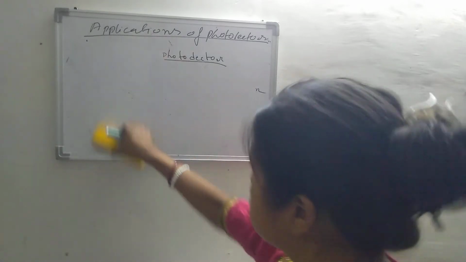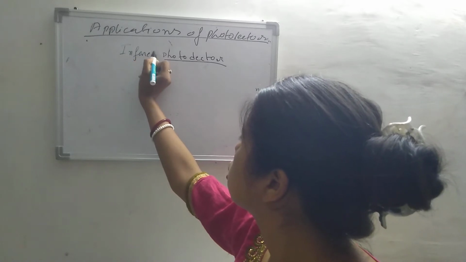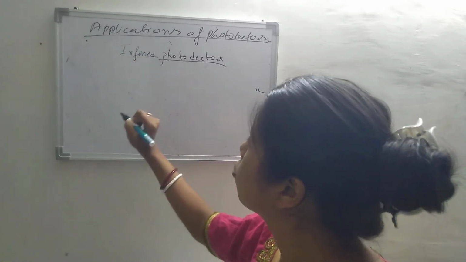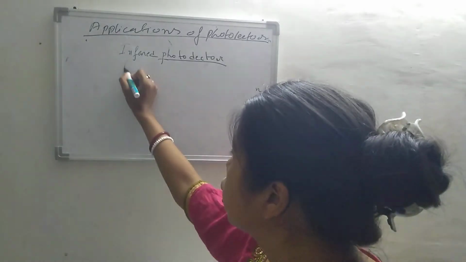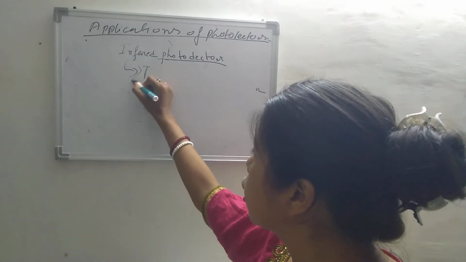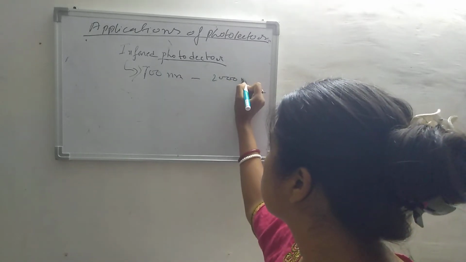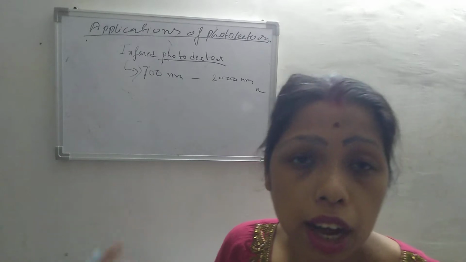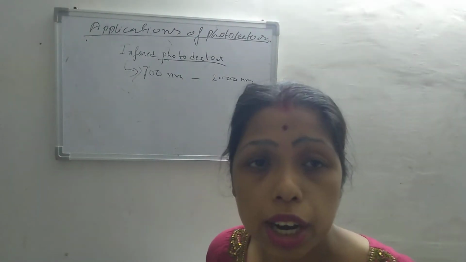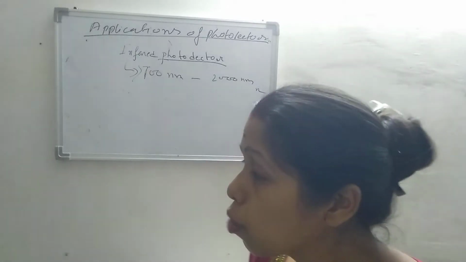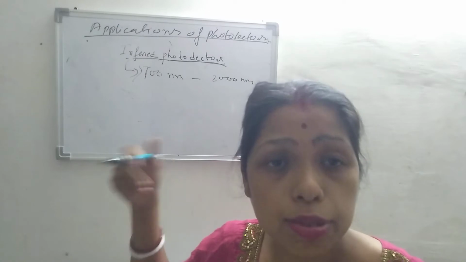Next is the infrared photodetector. It has a wavelength range greater than 700 nanometer to almost 2000 nanometer. Different infrared regions are there: near infrared, mid infrared, and far infrared. So the infrared photodetector is a photodetector which can detect infrared light.